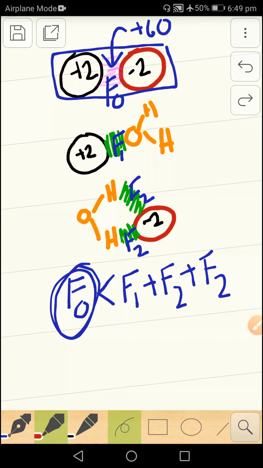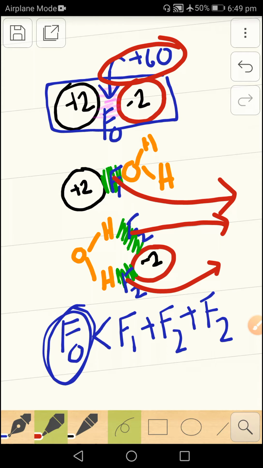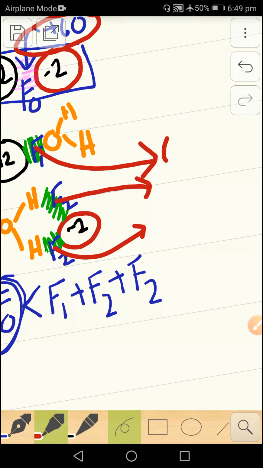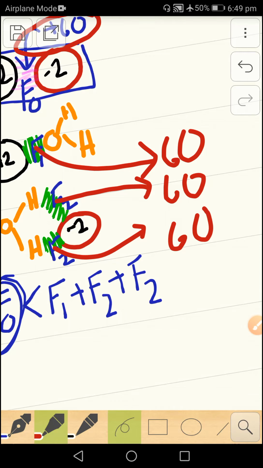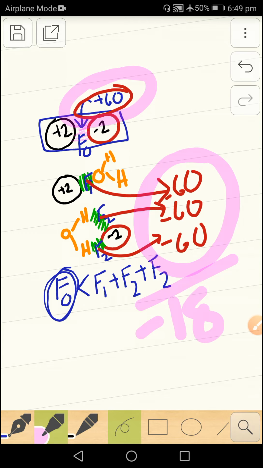All right, so you have given in 60 joules of energy, which was exactly the opposite of lattice. But when the attractive forces are formed with the water molecules, the energy given out is, for example, 60, 60, 60, so they all have negative values, all negative 60. Energy taken in is positive 60, and energy given out is minus 180. So which one is more? The energy given out is more.